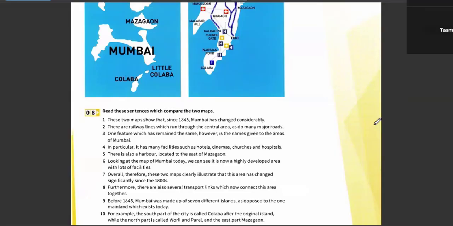Good. 6, looking at the map of Mumbai today, we can see it is now a highly developed area with lots of facilities. 7, overall, therefore, these two maps clearly illustrate that this area has changed significantly since the 1800s. 8, furthermore, there are also several transport links which now connect this area together. 9, before 1845, Mumbai was made up of 7 different islands as opposed to the one mainland which exists today. 10, for example, the south part of the city is called Kolaba after the original island, while the north part is called Worli and Parel and the east part Mazagaon.